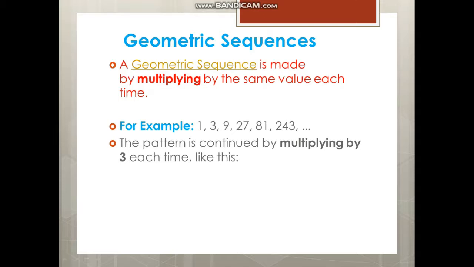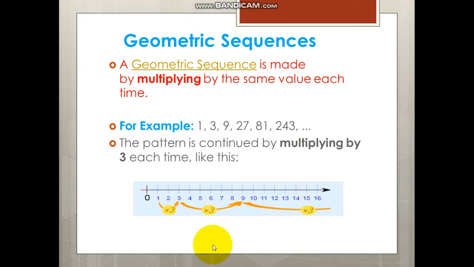The pattern is continued by multiplying by 3 each time. Like this: if you multiply 1 with 3, it will become 3. If you multiply 3 with 3, it will become 9. And if you multiply 9 with 3, it will become 27. You can see here in the example: 1 three is 3, 3 threes are 9, 9 threes are 27, 27 threes are 81, and so on. So in a geometric sequence we multiply by the same value each time to get the next number.